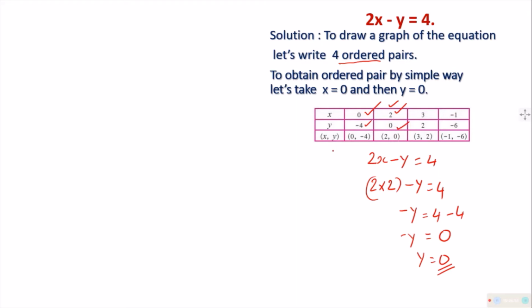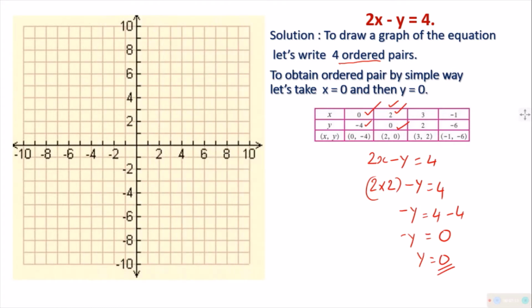Okay, so in that way you will complete the ordered pairs which are required for drawing the graph. Understood? This is the first thing you will be doing. Then you will take the graph paper. I don't know whether you have a graph paper with you.